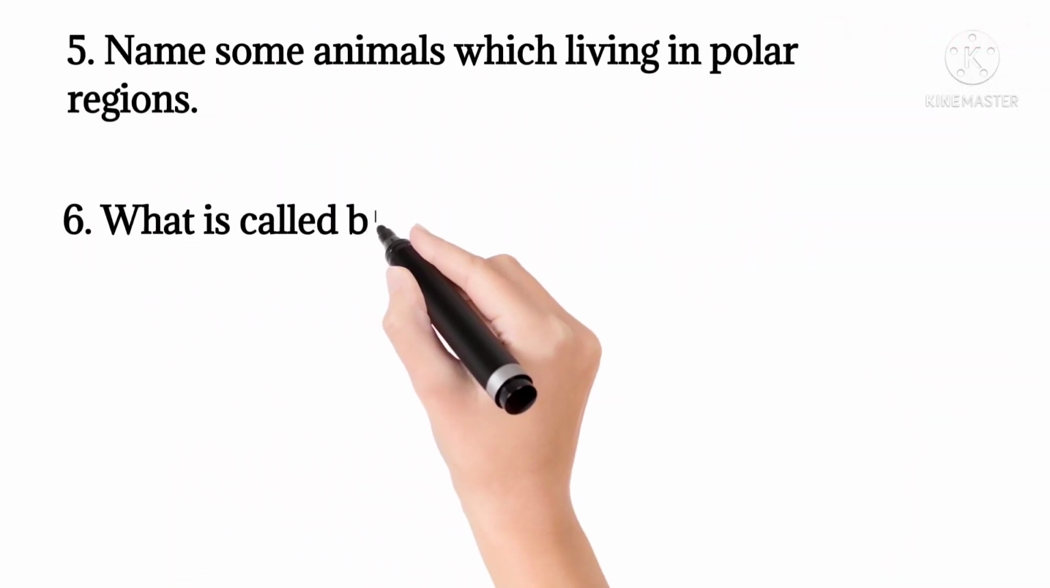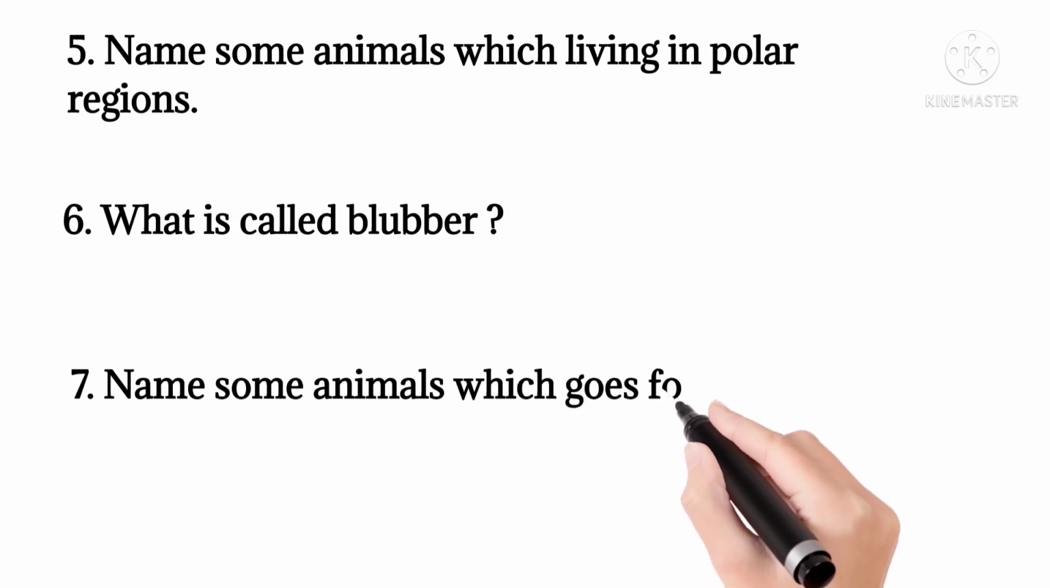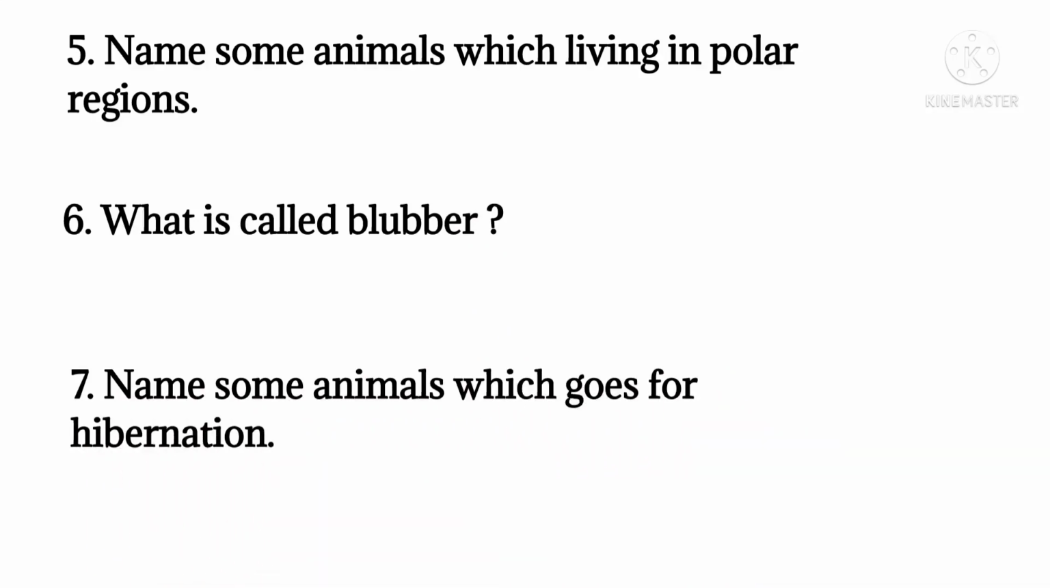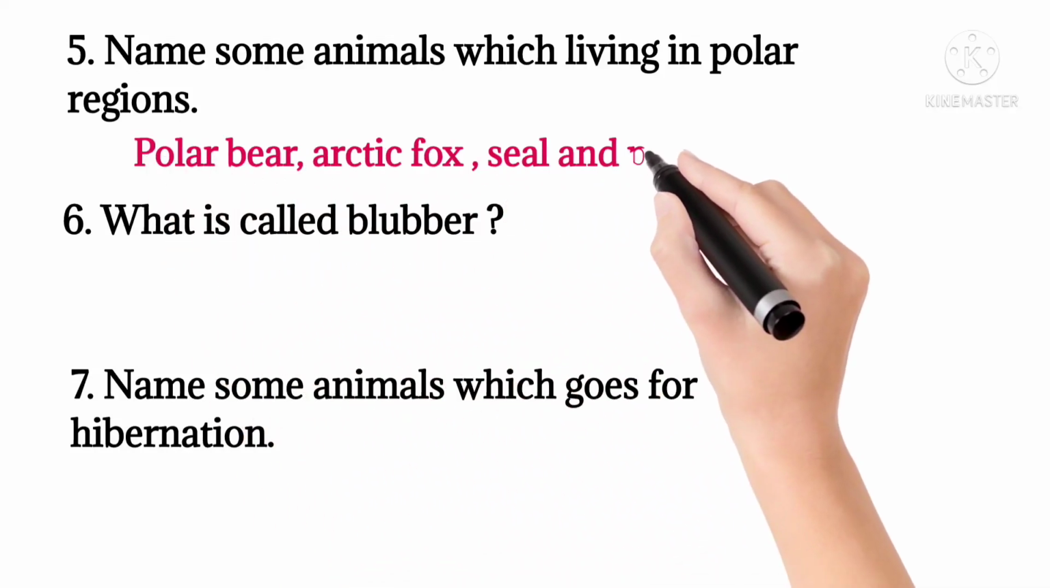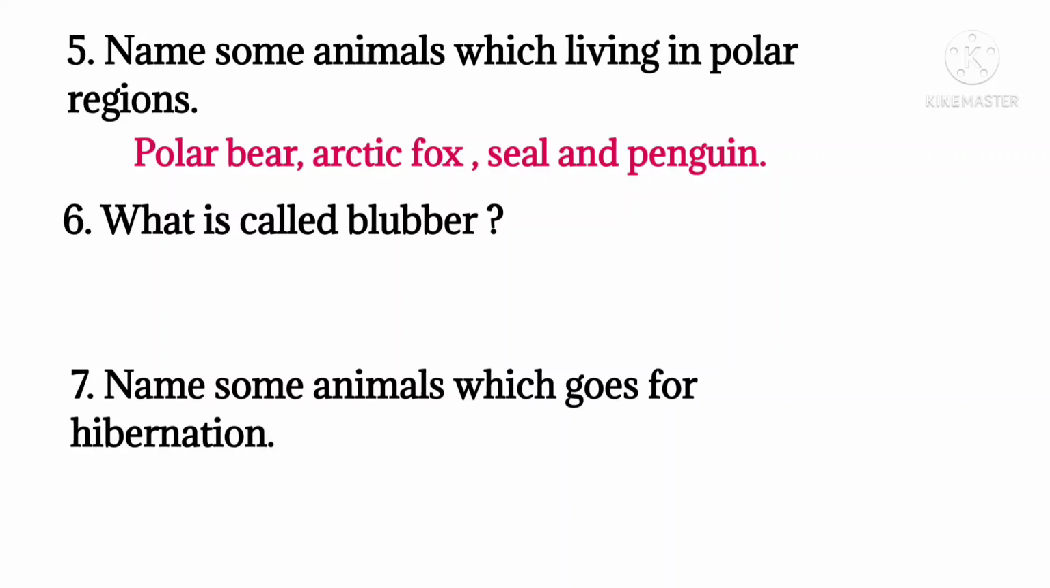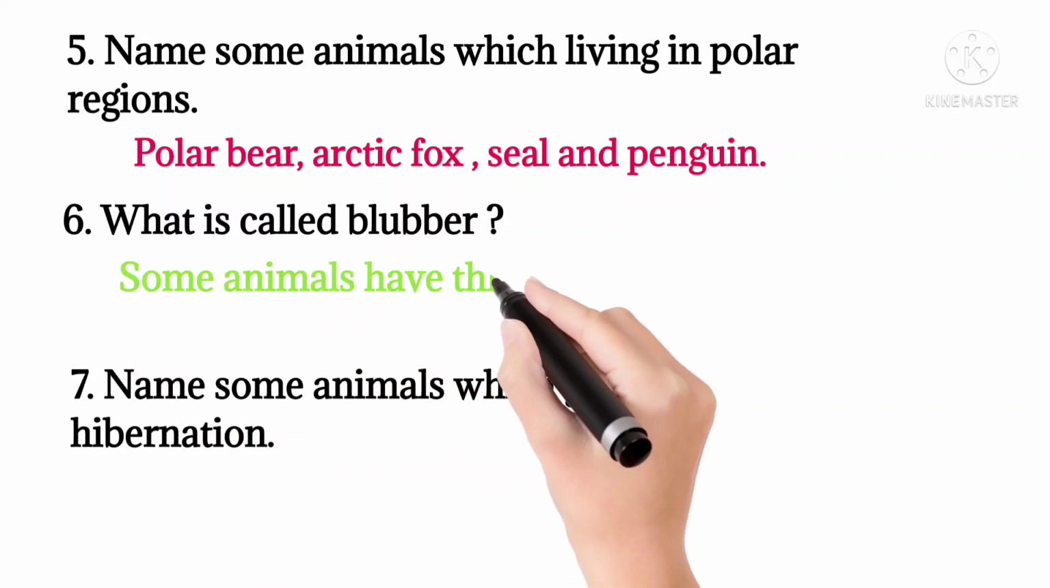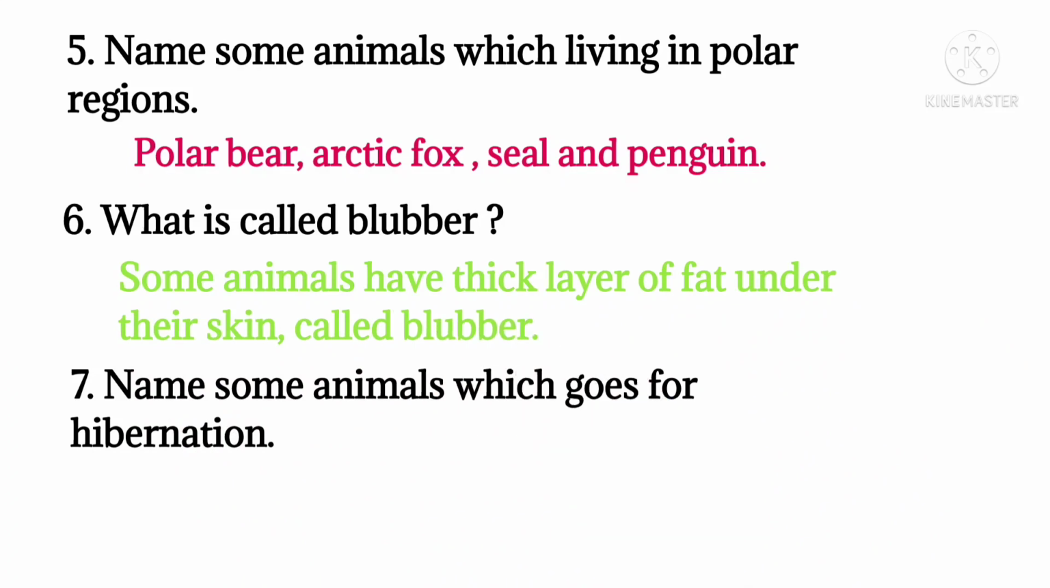Name some animals which live in polar regions. Polar bear, Arctic fox, seal, penguin and walrus. Next, what is called a blubber? Some animals have a thick layer of fat under their skin. That is called blubber. Blubber keeps them warm.